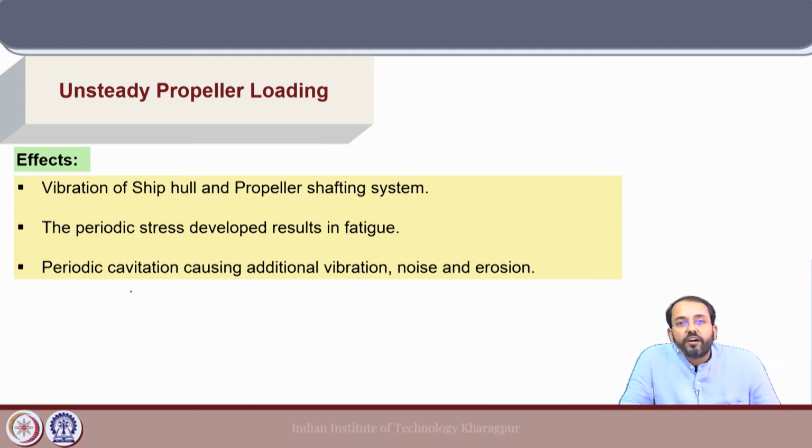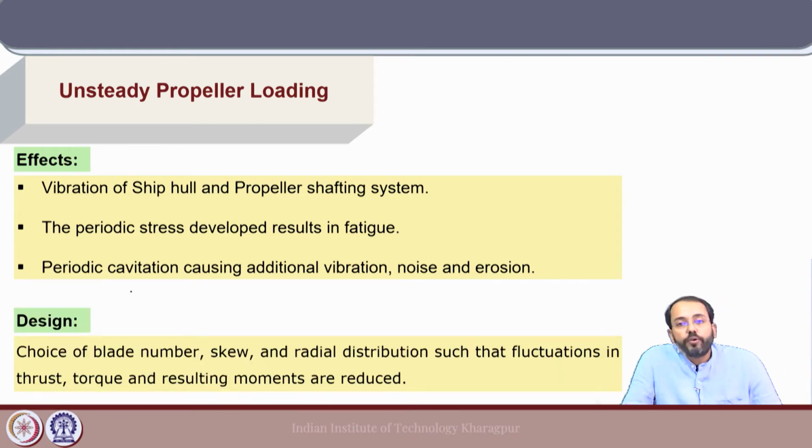Now, what are the effects of unsteady propeller loading? We have vibration of the ship hull and propeller shafting system, the periodic stress which is developed on the propeller blade that results in fatigue during the life cycle of a propeller as it is operating in the sea conditions, and periodic cavitation which causes additional vibration, noise and erosion. Now, because this unsteady propeller loading changes the velocity patterns over the propeller blade and also the stresses, these periodic stress and cavitation result in different adverse effects for the operation of marine propellers.